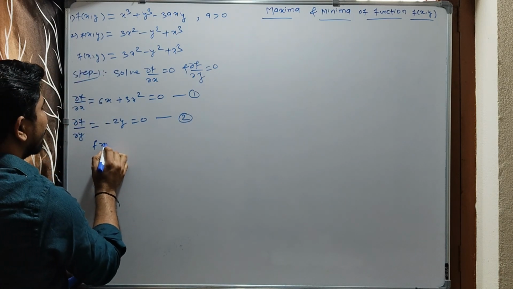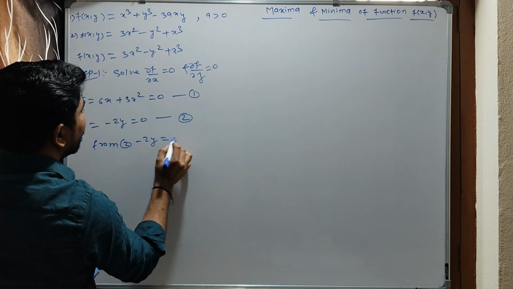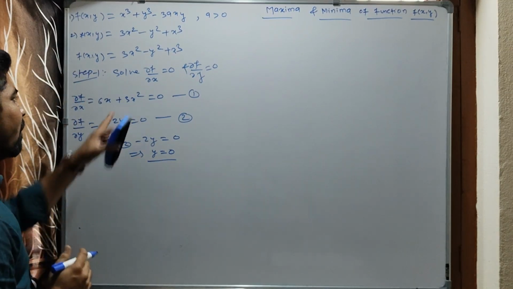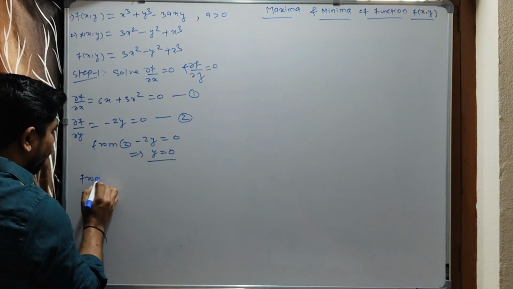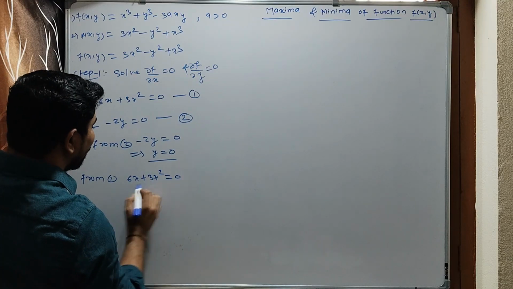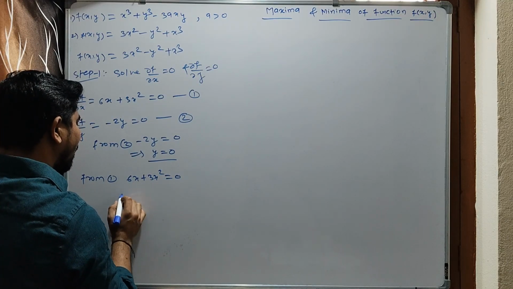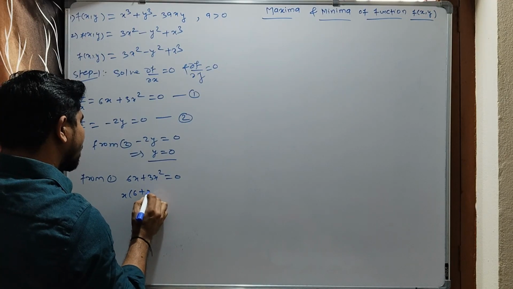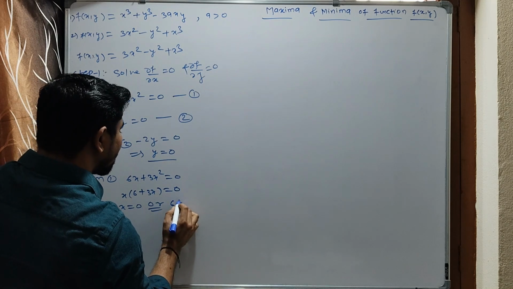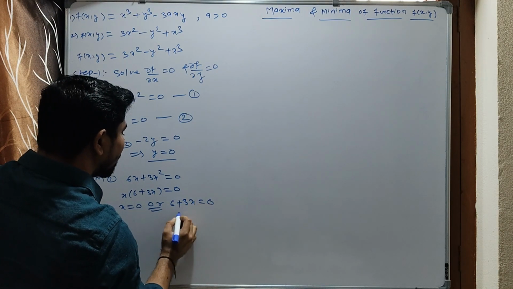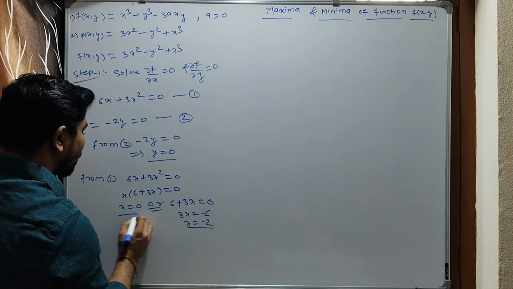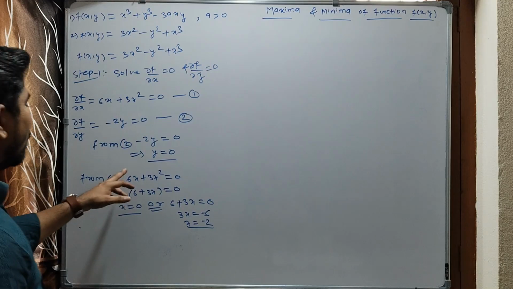So here from 2, minus 2y equals 0, this implies y equals 0. And from 1, 6x plus 3x square equals 0. This implies take x common: x times (6 plus 3x) equals 0. Here x equals 0, or 6 plus 3x equals 0. This implies 3x equals minus 6, x equals minus 2. Therefore x equals 0 or x equals minus 2 are the roots of this equation.